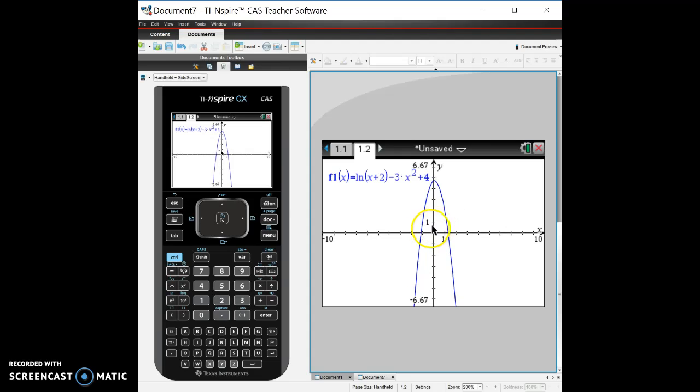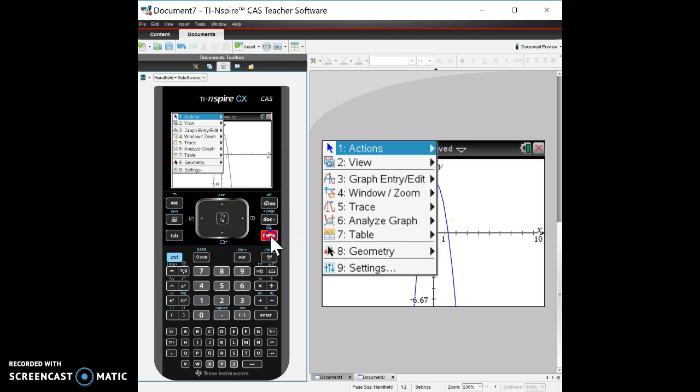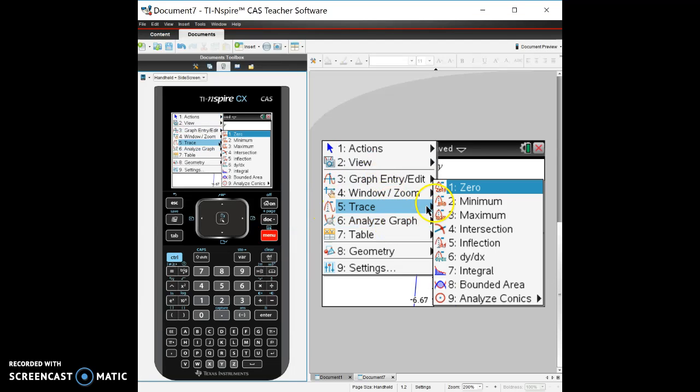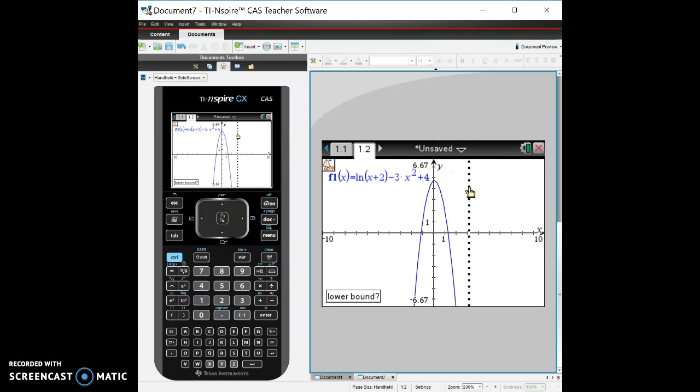Let's make sure everything's right. Yes, it is. So to find these x-intercepts, we go to menu, then analyze graph, and we want the zero. The zero is the x-intercept. I'm going to click zero. A little finger will pop up with a dotted line, and it says lower bound. Basically, it's saying give me a value just to the left of whatever zero I'm trying to find.